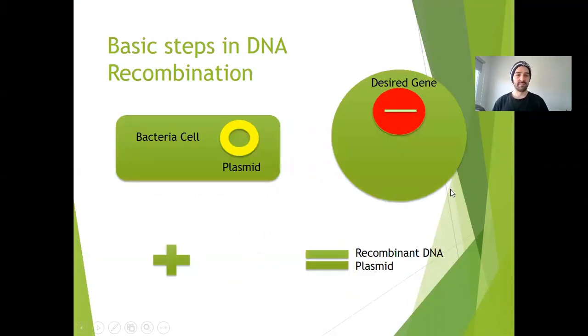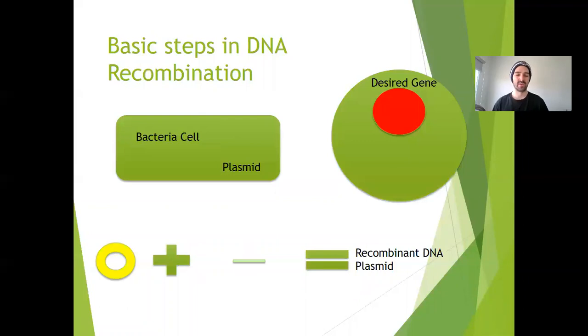So the basic steps in recombinant DNA is that you grab bacteria with a plasmid and you can remove that plasmid. You then grab the desired gene that you want to place into that. So it could be the gene, for example, to make insulin. So that would also be removed. And then when they're combined, we end up getting recombinant DNA plasmids.